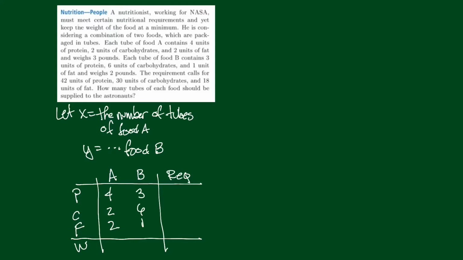Now what are the weights of these? Go back to A. A weighs 3 pounds, and B weighs 2 pounds. Those are big tubes, right? So 3 pounds and 2 pounds.